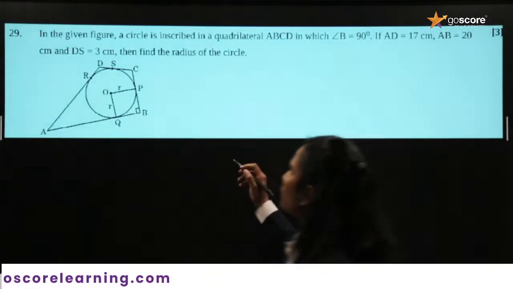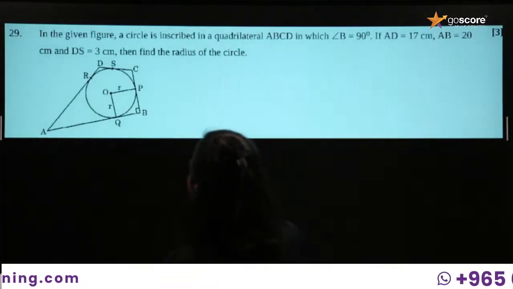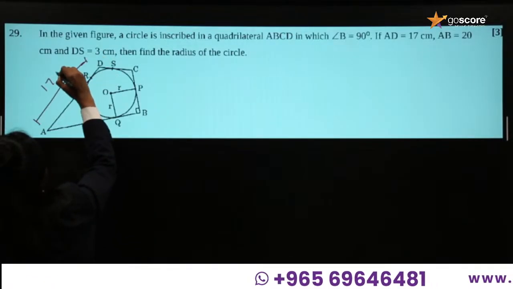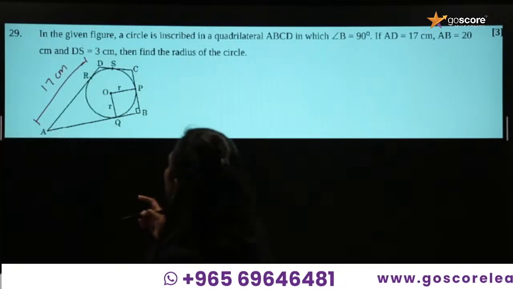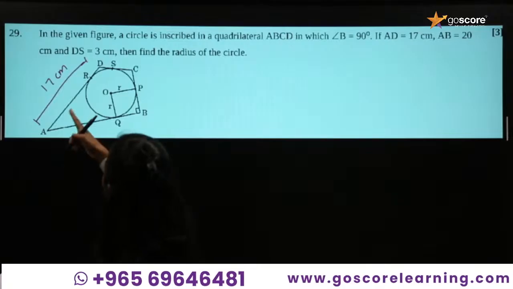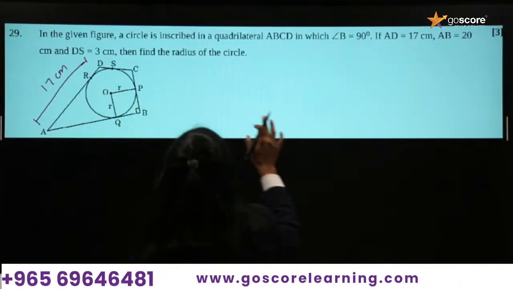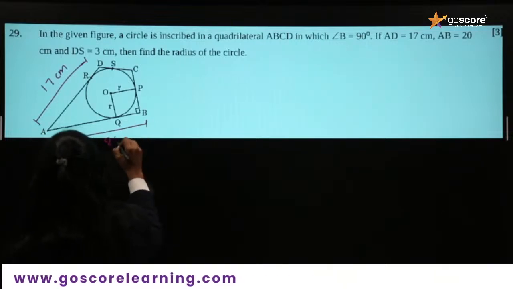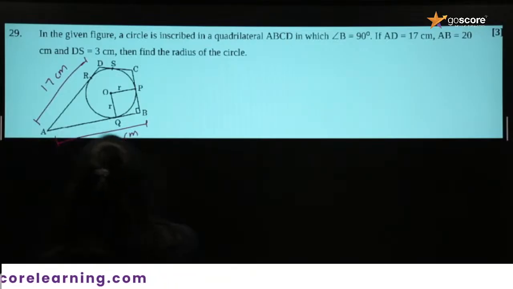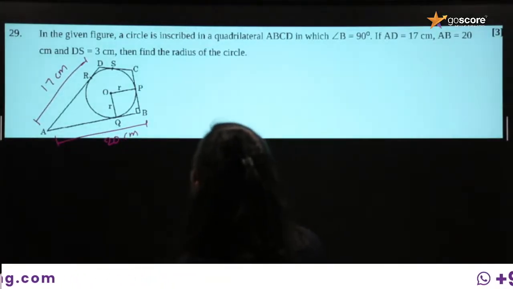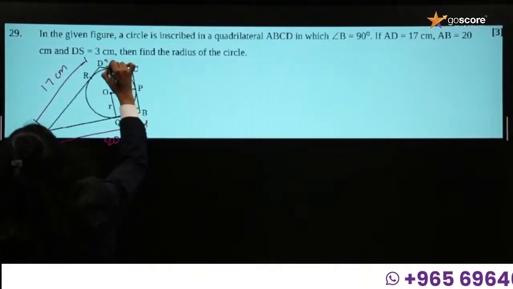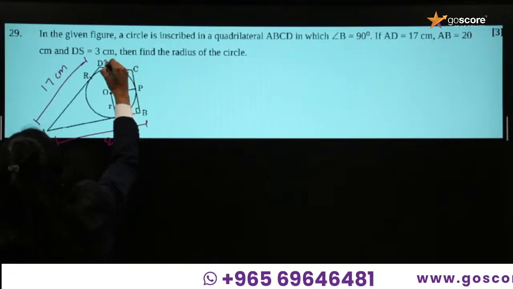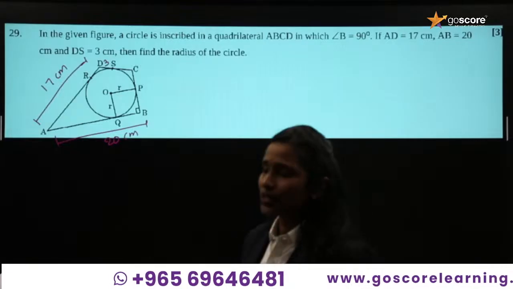First, we have AD as 17 centimeters. So from this to this, it is 17 centimeters. And we are given AB is 20, so from here it is 20 centimeters. Then we have DS as 3 centimeters, so this much is 3. DS is 3 centimeters. Clear? So this much is given.